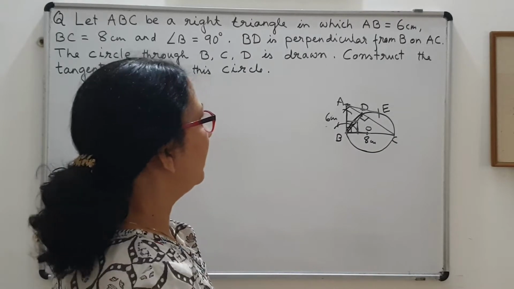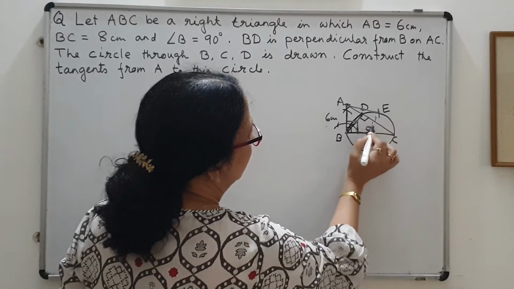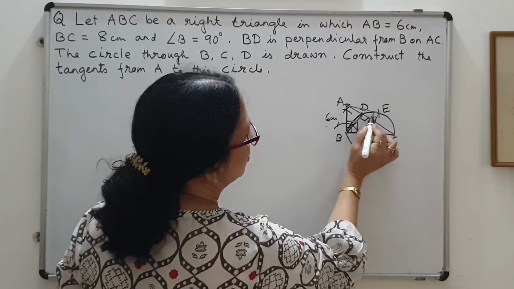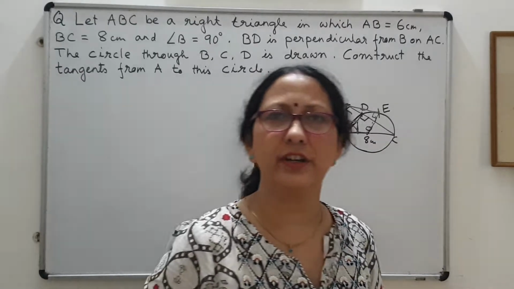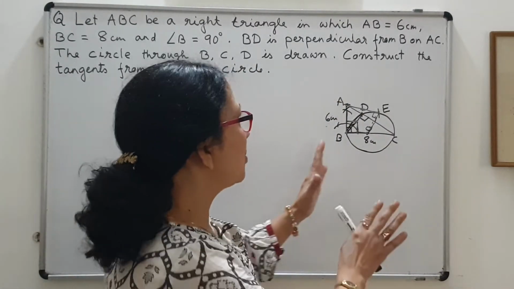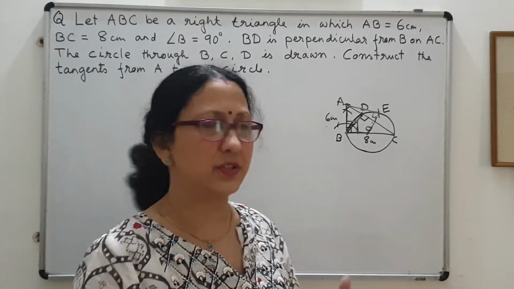And you can verify this if I join the center to the points of contact. This is radius, so you'll find these angles to be 90 degrees. If you check with your protractor, you get 90 degrees. In this way, you can verify your construction. So we have understood the planning or scheme of the construction. Now let us proceed.